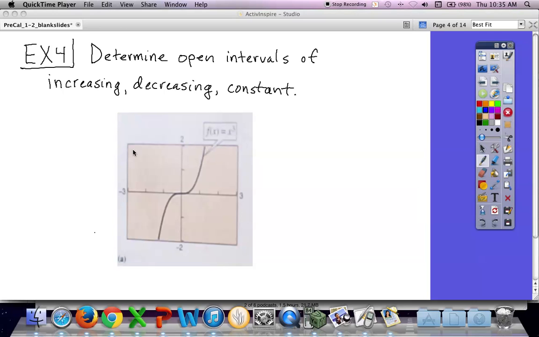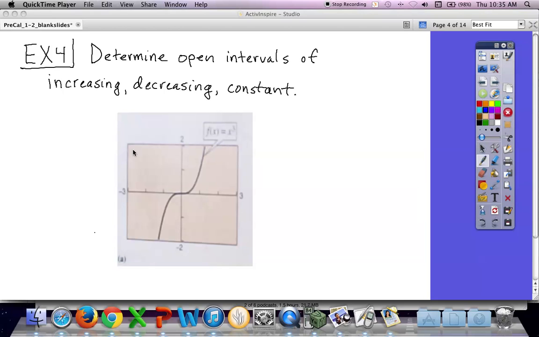Okay, example 4. I know that last year in Algebra 2, for the first time, there was more emphasis on increasing and decreasing. When is a function increasing? When is it decreasing? So remember, what we mean by increasing is that the y values are getting bigger as you go from left to right. Decreasing means the y values are getting smaller from left to right. Constant means it's a flat line, a horizontal line, nothing's changing.